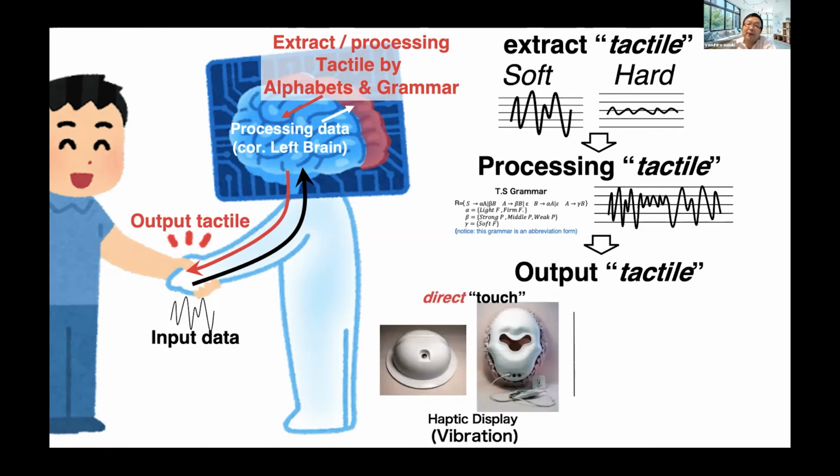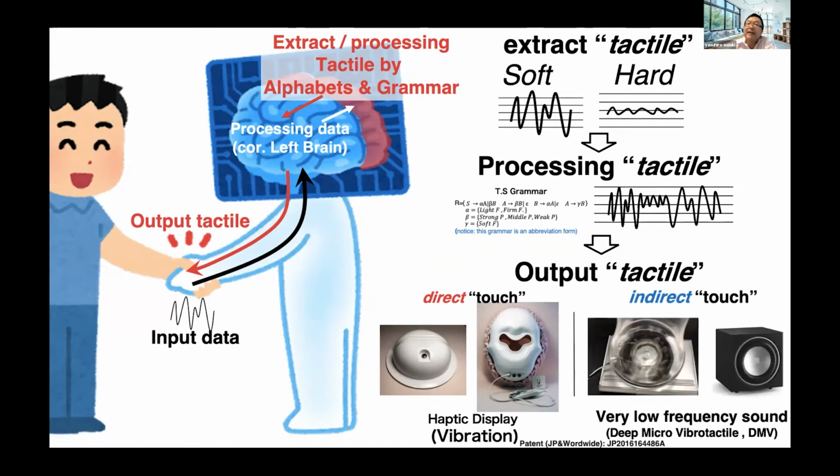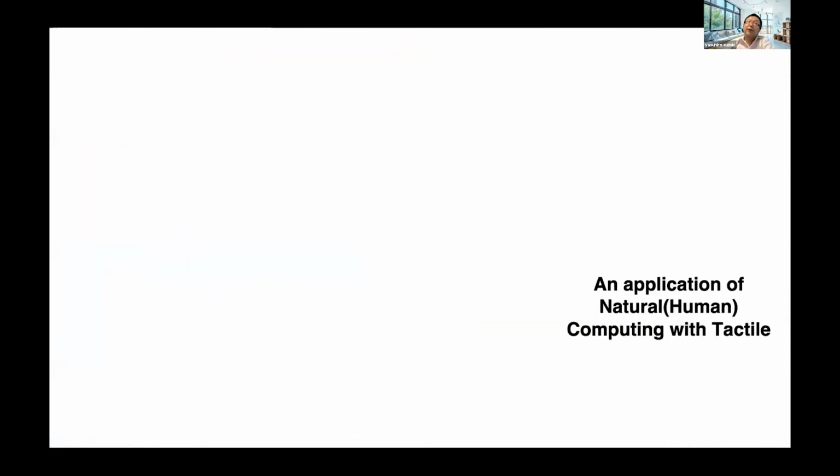One is a direct touch. We call this haptic vibration, a haptic display. This is for the face, and for any place on the body. The other is an indirect touch. This is a very low frequency sound, lower than 20 hertz. It may make ripples on the surface of water on the face. This is why a very low frequency sound vibrates water like this. So this is an application of computing with tactile.